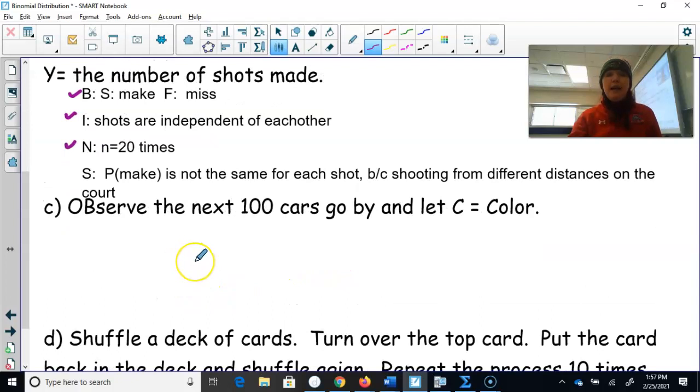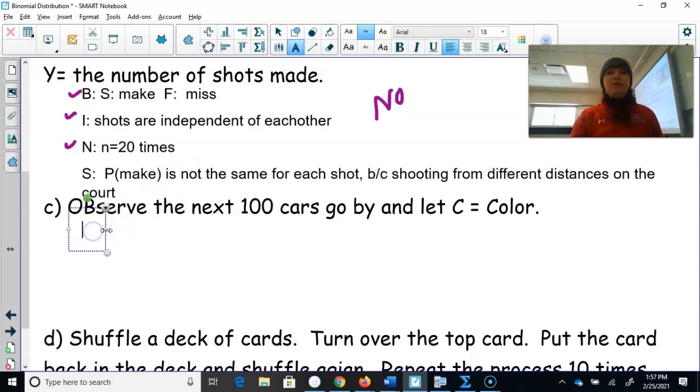Okay, part C, observe the next 100 cars. Okay, or I'm sorry, let's answer this. No, it's not a binomial distribution. Observe the next 100 cars that go by and let C equal the color. So we're going to record the color. Was it red? Was it blue? Was it white? What color was the car?